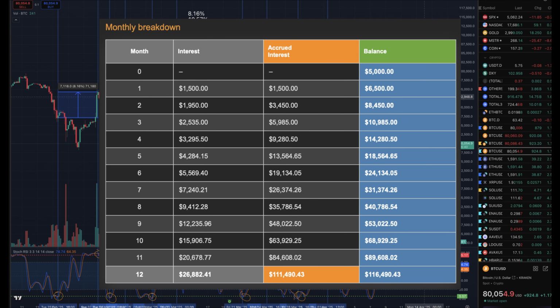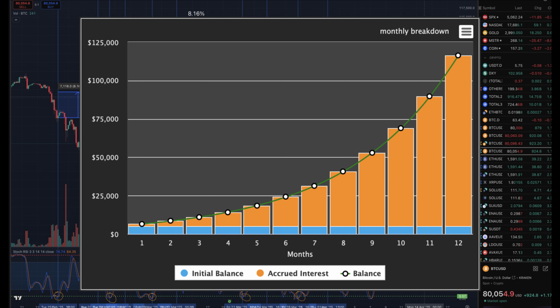See, when you just start out, this is with starting with 5,000. When you're just starting out, you might only make 1,500 in the first month, and then from there it just keeps growing and growing and growing until month 11 you make 84 grand. And here is another visual for you showing if you would have started with 5K and how it compounds every month.